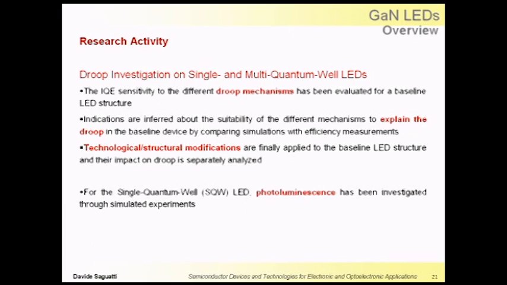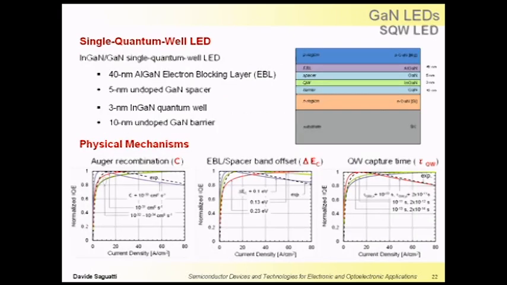For the single quantum well LED, photoluminescence has also been investigated. So we basically started with a single quantum well device, a 3-nanometer InGaN quantum well. And this is already the first analysis of separate mechanisms: the Auger recombination, the reduced EBL band energy offset, which is the pink layer up on the spacer, usually employed to block electrons escaping from the active region of the device, and increasing the quantum well capture time, reducing the capture rate, enhancing the electron leakage from the quantum well.